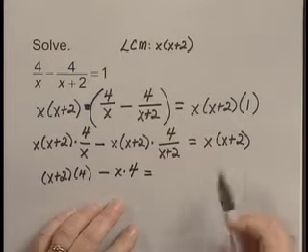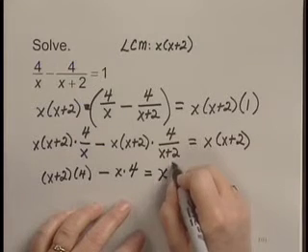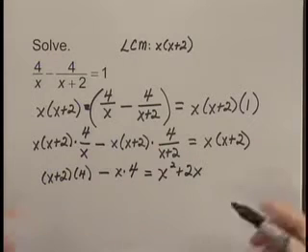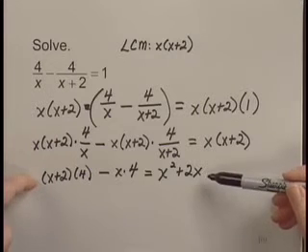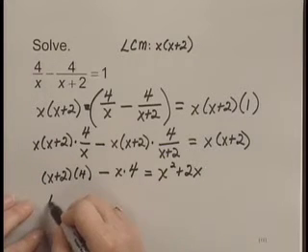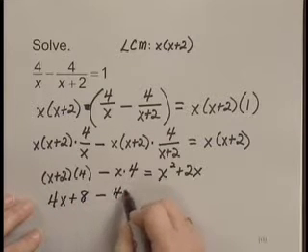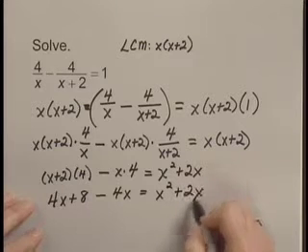And on the right-hand side, I still have x times x plus 2, which I can multiply out and get x squared plus 2x. And as I planned, there are no denominators left here. Then I need to multiply. I have 4x plus 8 minus 4x equals x squared plus 2x.